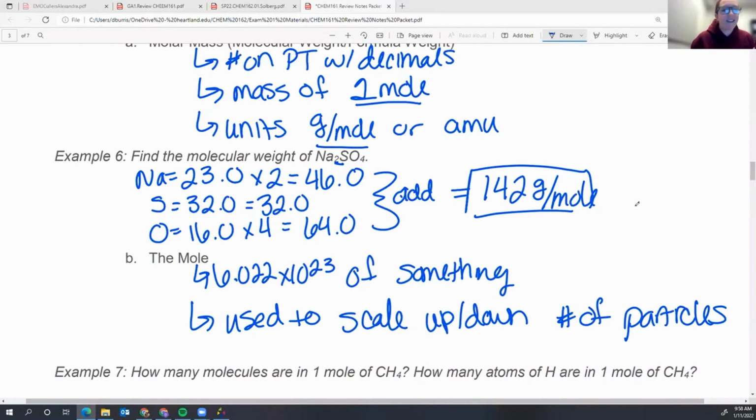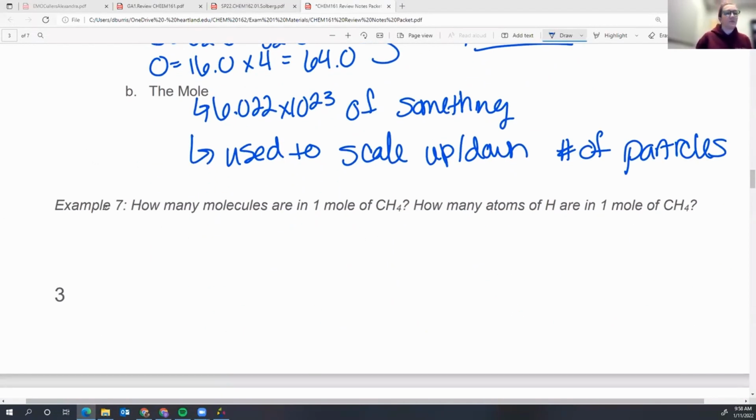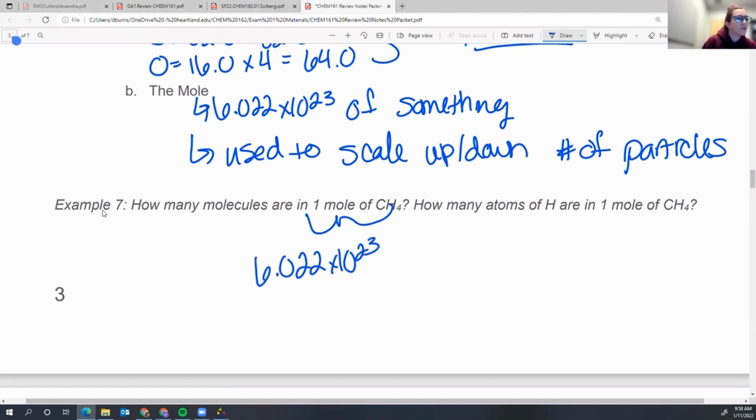Okay, so we're going to do a conceptual question first here. Example number 7. Again, pause, answer. You probably already know the answer to this. How many molecules are in 1 mole of CH4? Well, 1 mole of anything, 6.022 times 10 to the 23rd molecules in this case.